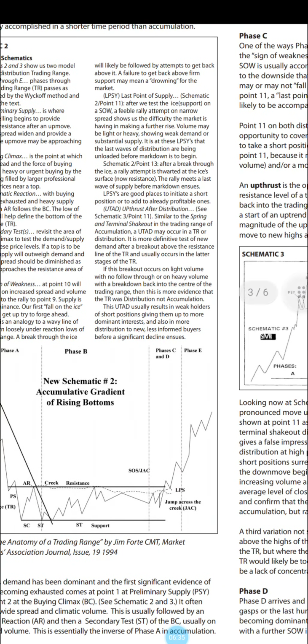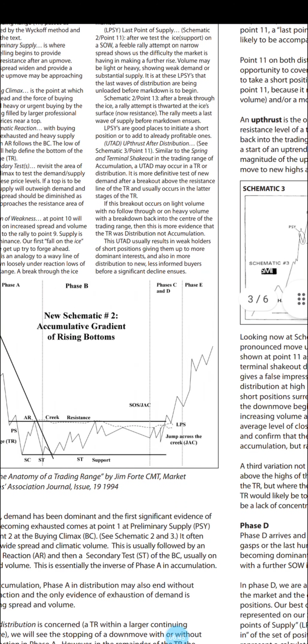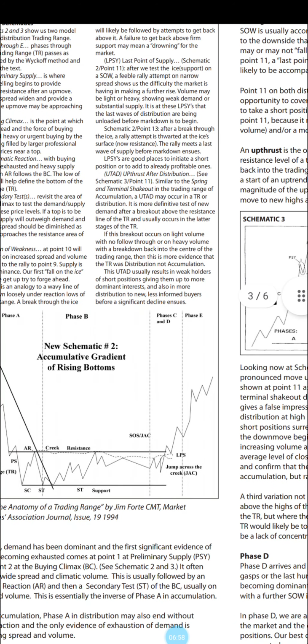Upthrust after distribution may occur in a trading range of distribution. It is a more definitive test of demand after a breakout above the resistance line of the trading range and usually occurs in the latter stages of the trading range. If this breakout occurs on light volume with no follow-through, or on heavy volume with the breakdown back into the center of the trading range, then this is more evidence that the trading range was distribution, not accumulation.